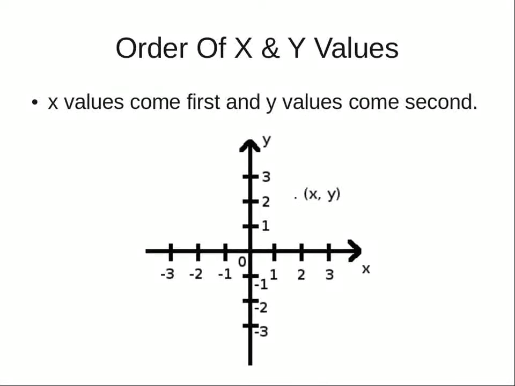Order of x and y values. When you are talking about the x and y values of points, the x values always come first and the y values always come second. All right, that convention is to avoid getting them mixed up.